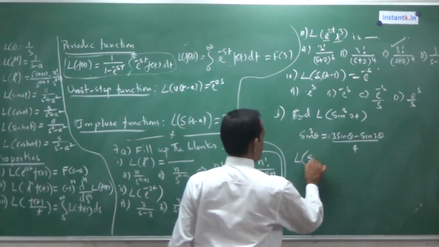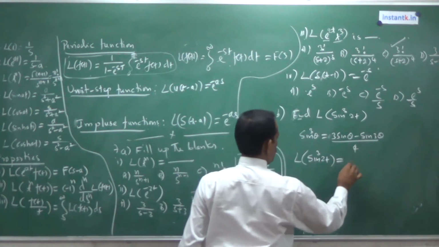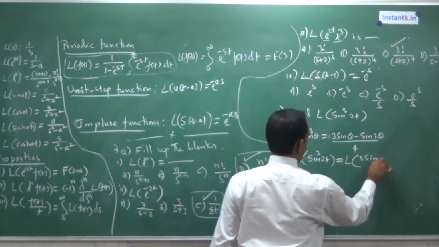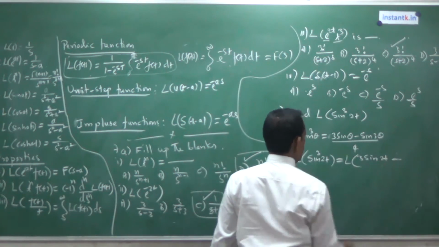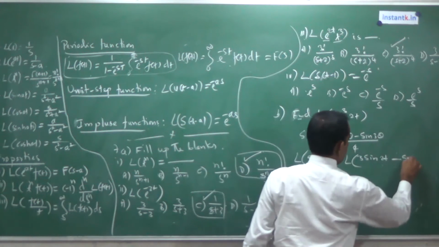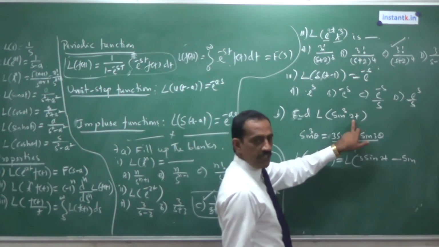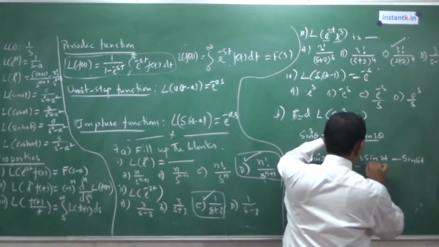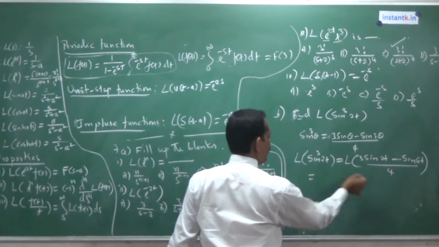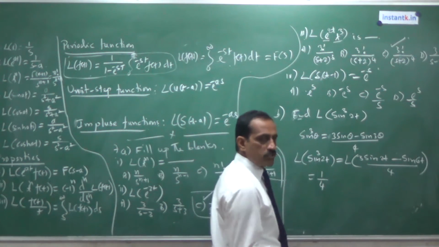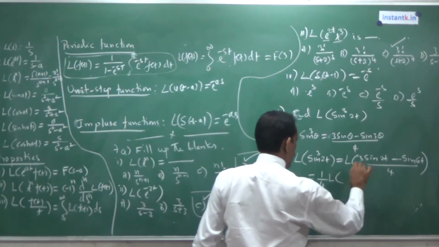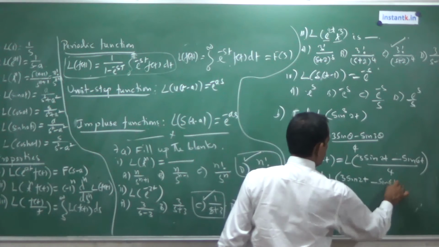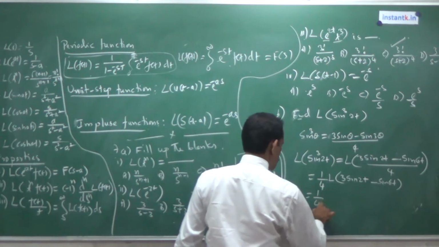So what you get? Laplace transform of sine cube 2t means Laplace transform of sine cube theta, which is 3 sine theta minus sine 3 theta. Theta means here 2t. 3 into theta means 3 into 2t, so how much? 6t, whole divided by 4. So we have to find only the Laplace transform of this. 1 by 4 is common, take it outside. Laplace transform of 3 into sine 2t minus sine 6t. That's all. So 1 by 4 is common.